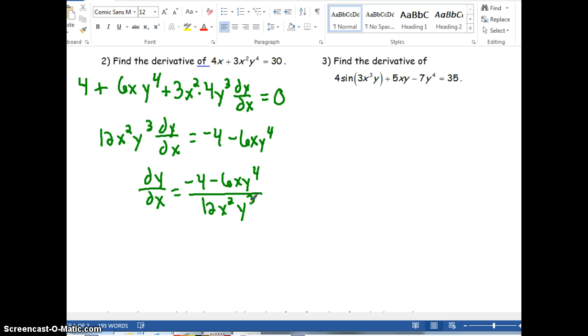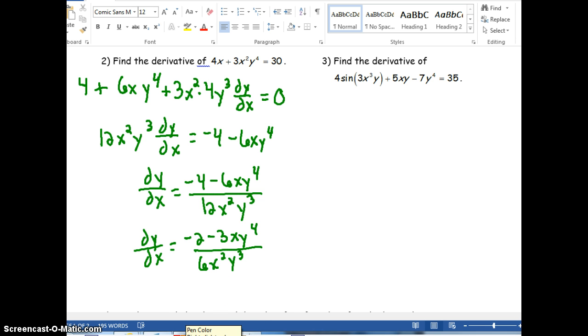You need to try to reduce. I notice a 4, 6, and 12 all can be reduced by a factor of 2 there. There are no other variables that I can reduce. The negative 4 doesn't have any. So this is just going to be a negative 2 minus 3x y to the fourth, all over 6x squared y to the third.